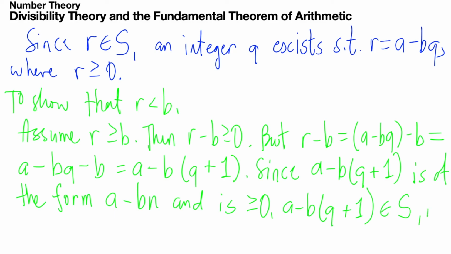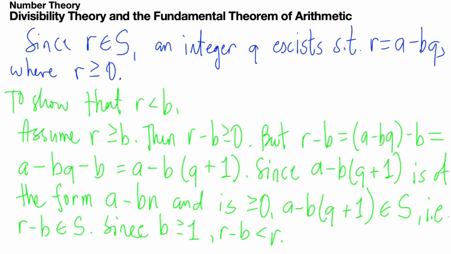So R minus B is an element of S, because we got A minus B times the quantity Q plus 1 from R minus B. Since B is greater than or equal to 1, a positive integer, R minus B is less than R, and it is also a part of S. So this contradicts our choice of R.